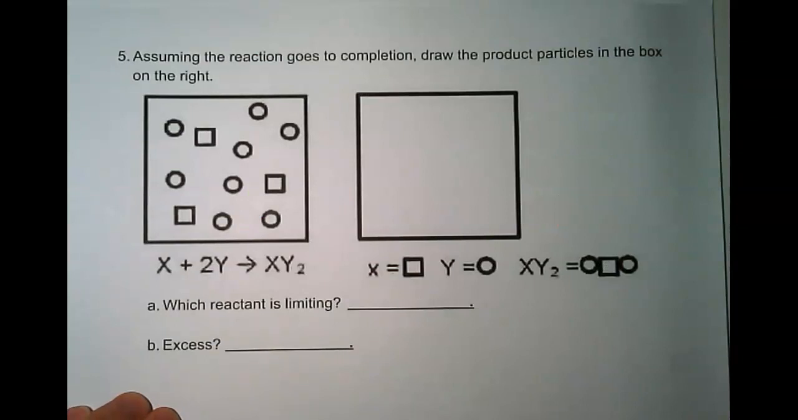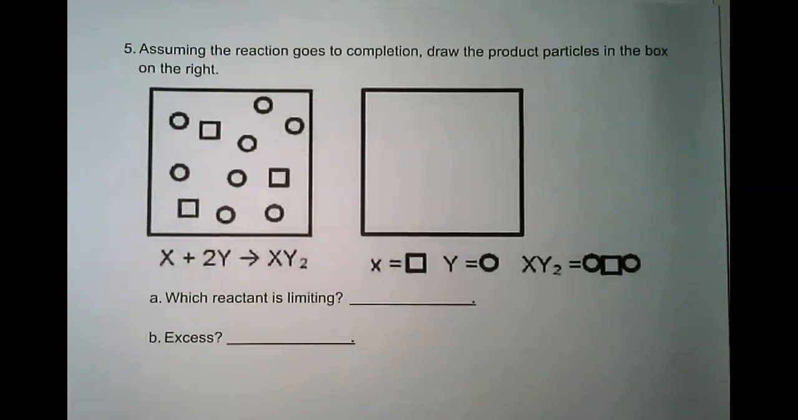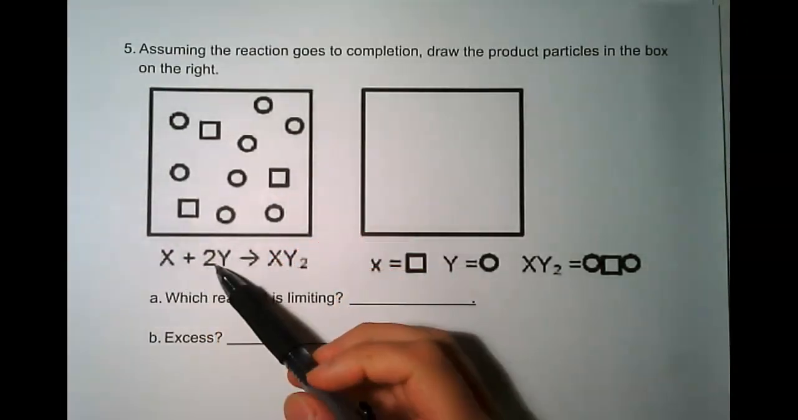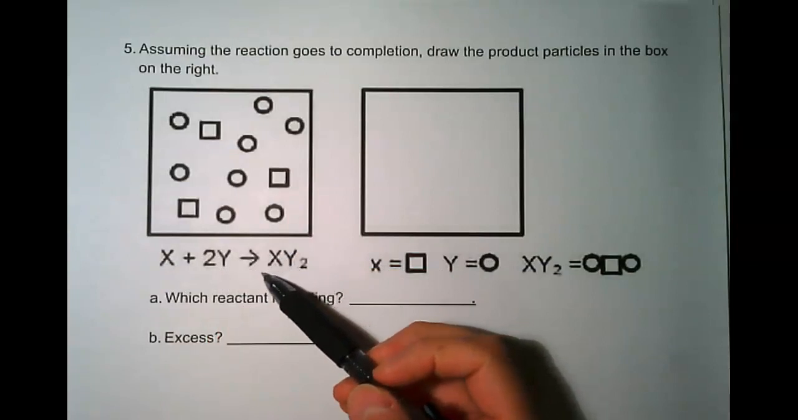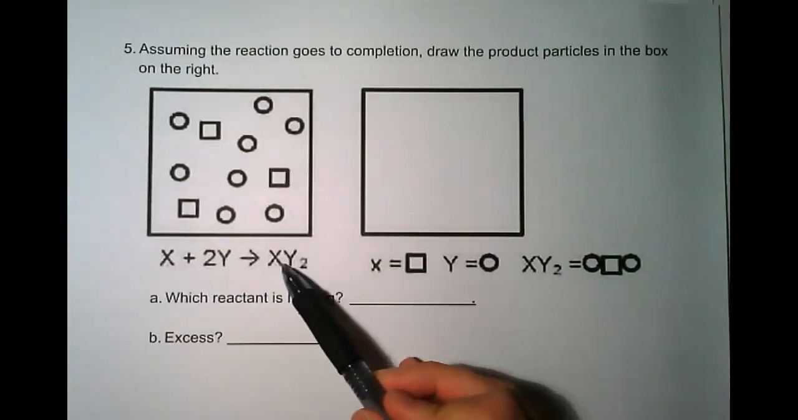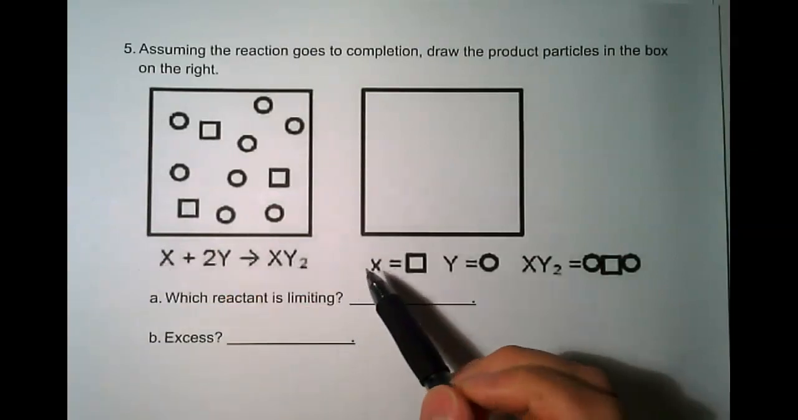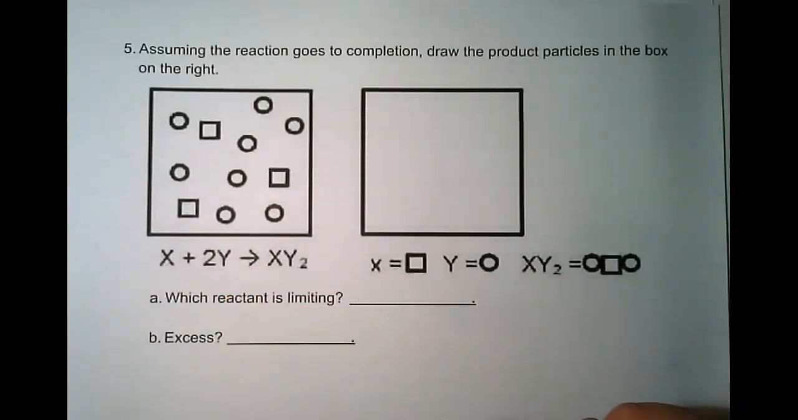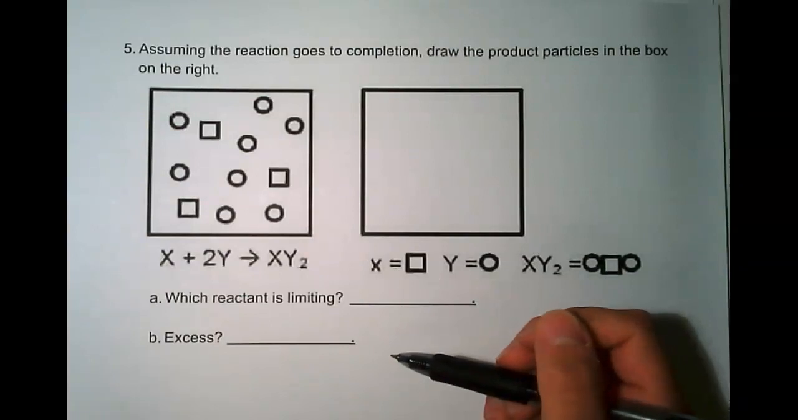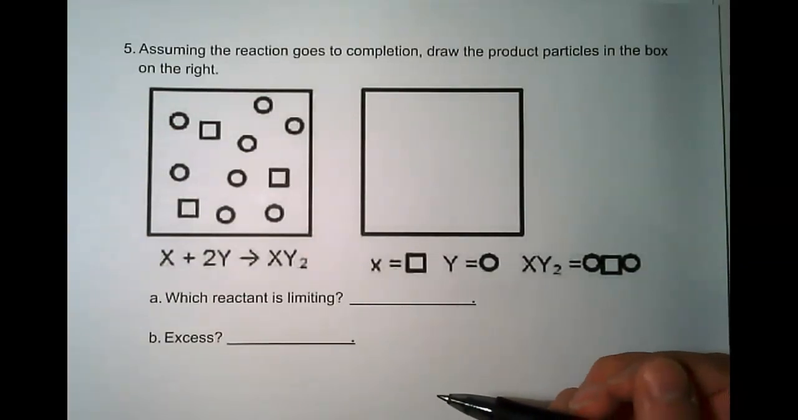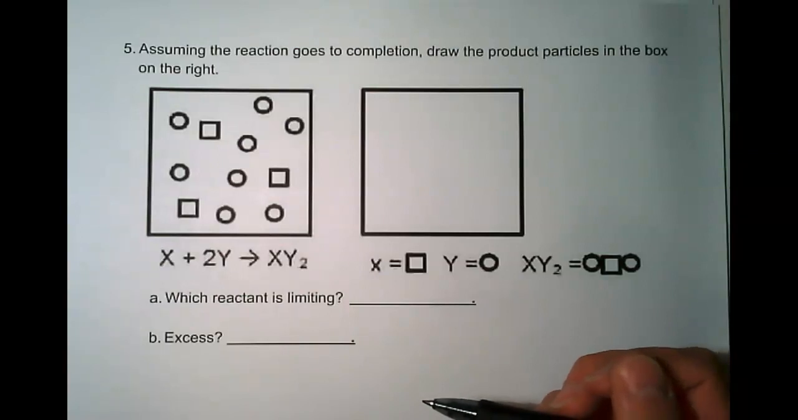So our final problem here is a little different. It says, assuming the reaction goes to completion, draw the product particles in the box on the right. And it goes ahead and gives us the balanced chemical equation. It says x plus 2y yields xy2. And so it seems like this is balanced, but it's always a good idea to check to make sure an equation is balanced correctly, because it could be balanced incorrectly, or it could be partially balanced and not completed, and it could just be there in order to trick you.